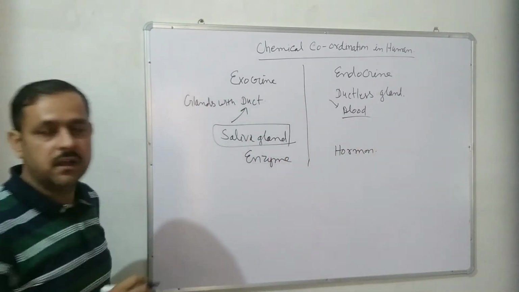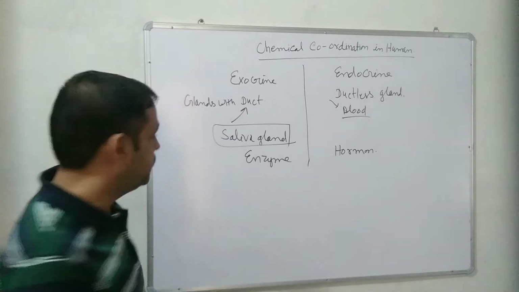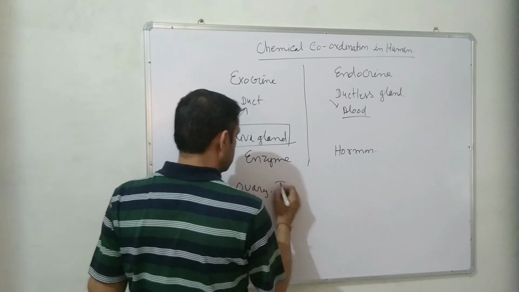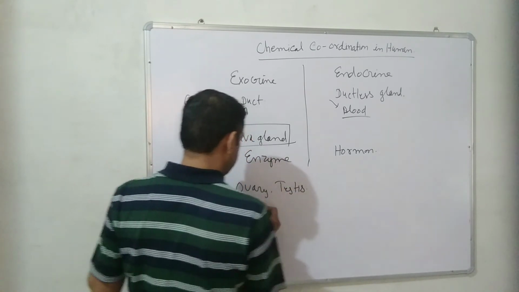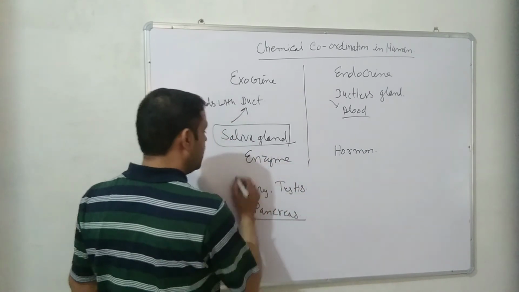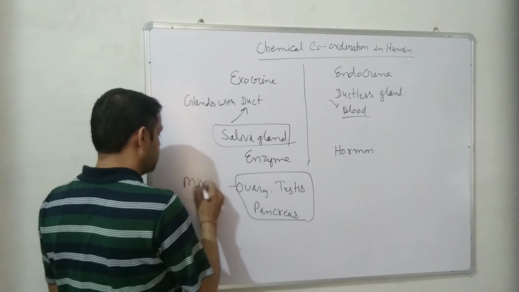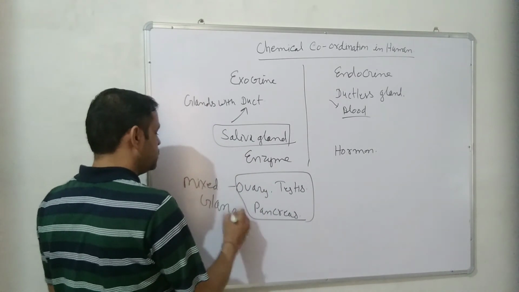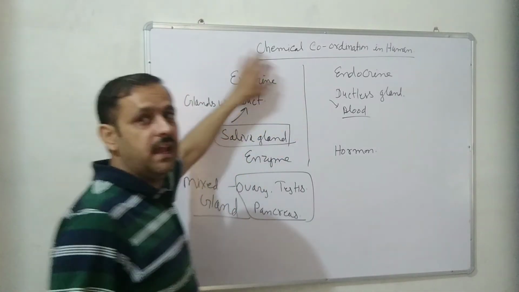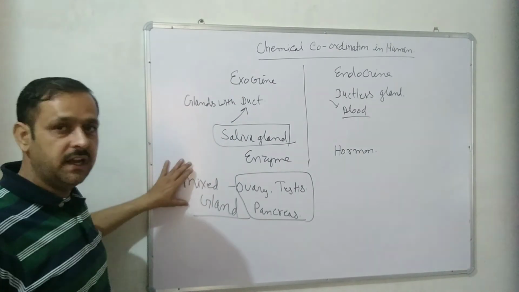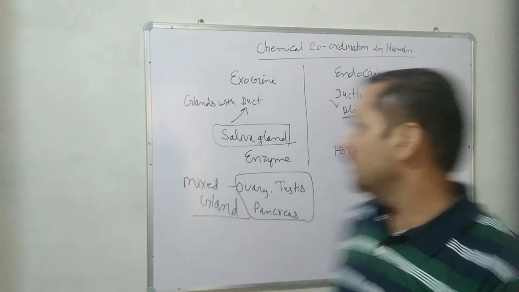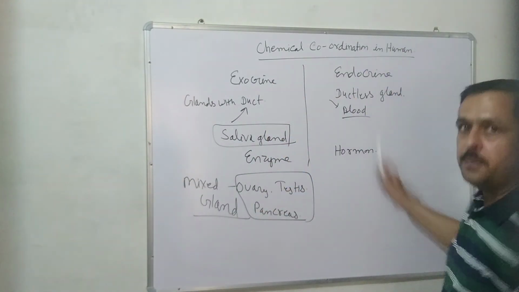Now for example, there are 3 glands which we have studied in this chapter: ovary, testes and pancreas. These are examples of mixed gland, means they can behave like endocrine as well as exocrine. So the third gland is called mixed gland, and their secretion is also called enzyme and hormone. So these are the examples of exocrine and these are the examples of endocrine.